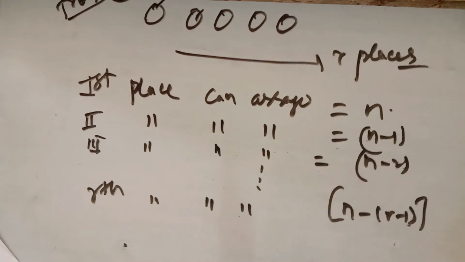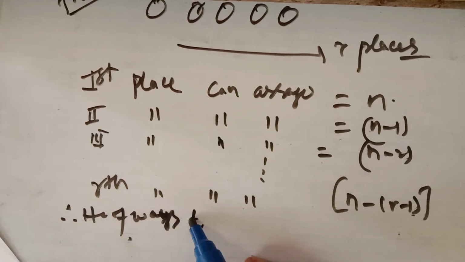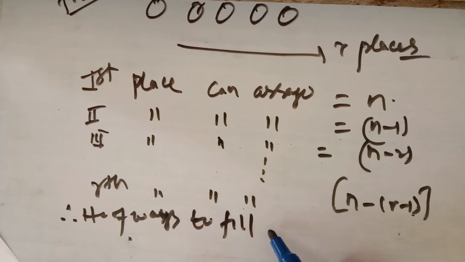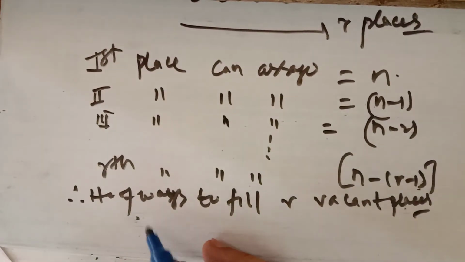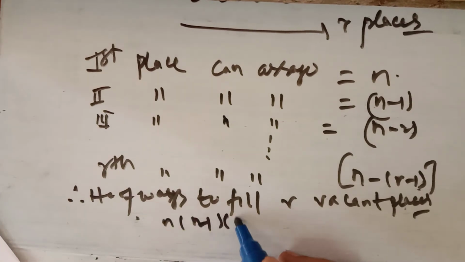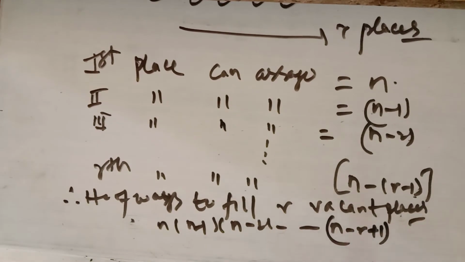So the number of ways to fill r vacant places by the fundamental principle of counting is n into n minus 1 into n minus 2 up to n minus r plus 1. So this is the total number of ways in which the r vacant places can be filled from n objects. Now after that we can use this multiply and divide. This is the number of ways.